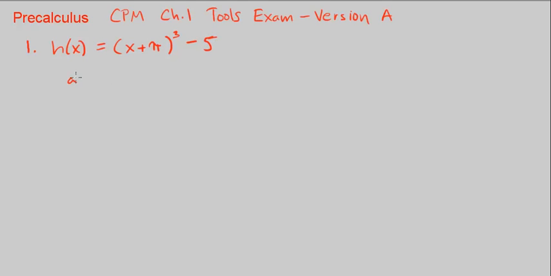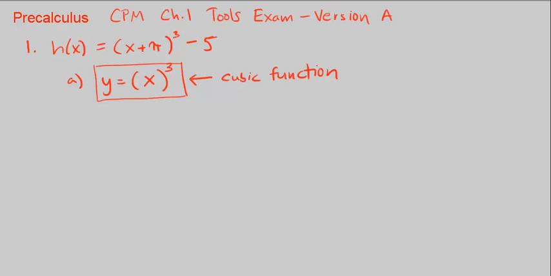Okay, so part A, we're asked to state the equation of the parent graph. Well, we know that the parent graph is going to be, if we take away the shifts and all the transformations, we're just left with y is equal to x cubed, so we don't have that plus pi, and we don't have that minus 5. So the parent graph is just the cubic function, right? It's just x cubed.